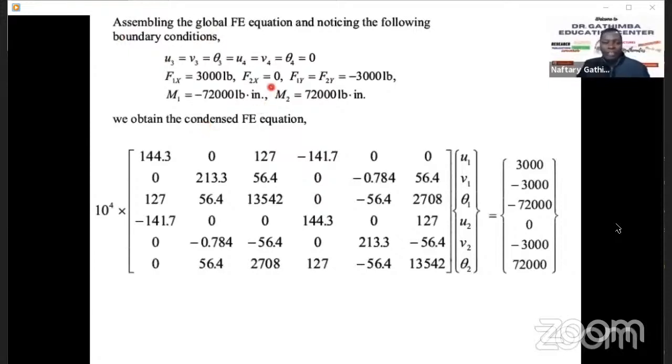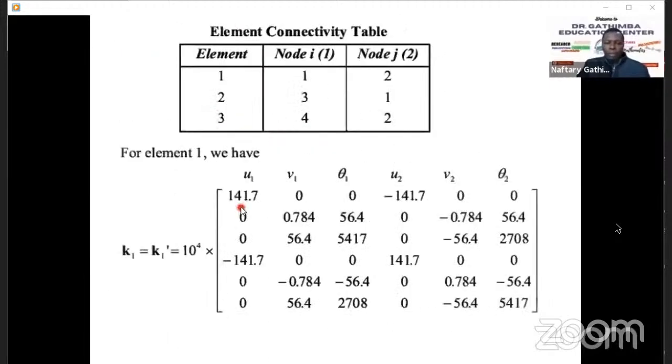What we have just assembled here is only for the reduced or condensed FE equation. That is, we have disregarded the rows and columns associated with 0 displacement. From the fixity of our structure, we can tell that U3, V3, theta 3, V4, all these are equal to 0. And of course, we have the known values, 3,000 pounds and so on. The moment was already given to us, 72,000 pound inch.